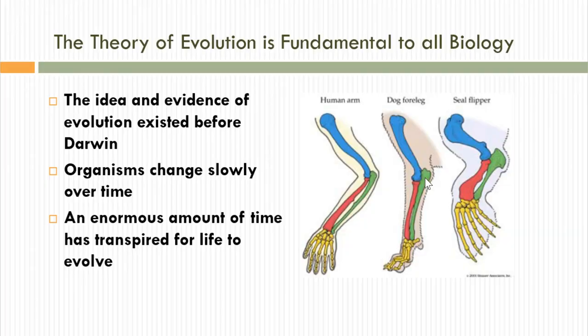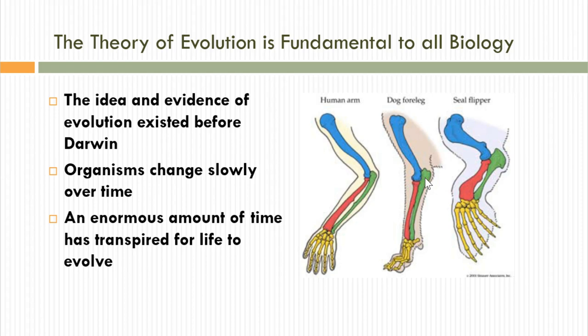So the theory of evolution is actually fundamental to all biology. And the idea of evolution actually existed before Darwin. He just happens to be the person who made this really beautiful argument for how and why things change over time, specifically within a species. But Alfred Russel Wallace talks about other species and how they interact with each other, and we're going to talk about all of these things.